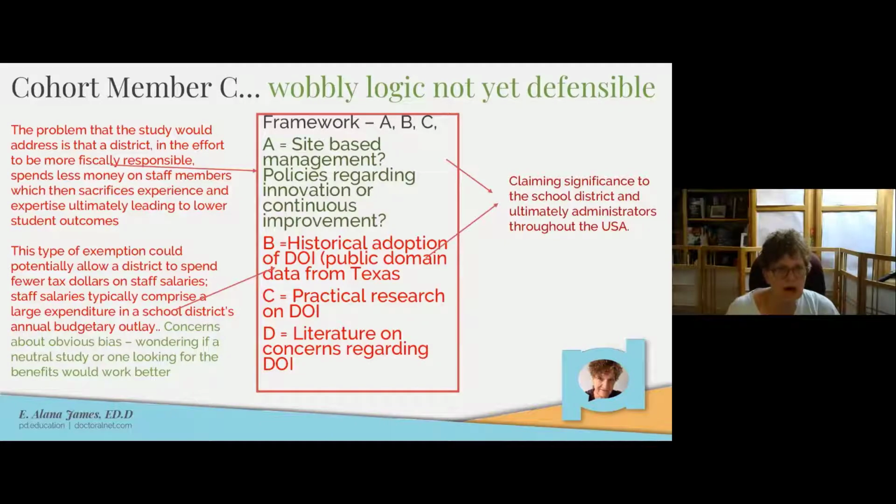This one is wobbly, but it's still within the range. It's not yet defensible. And so I wanted to show you one that just wasn't working, because these are the hardest for your supervisors, for you.